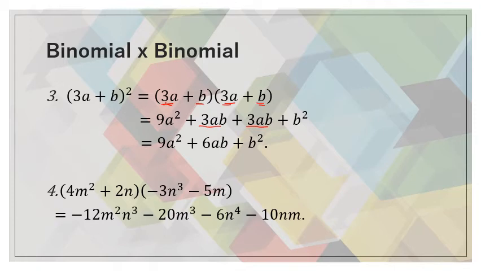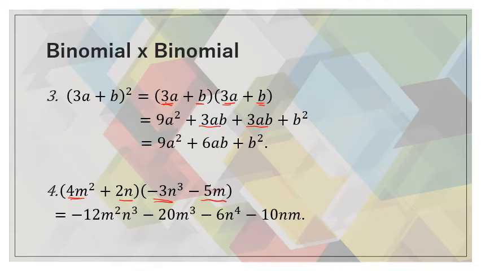Another example, 4m squared plus 2n multiplied to minus 3n cubed minus 5m. So again, our first terms here are 4m squared and minus 3n cubed. So that gives us negative 12m squared n cubed. Our outer terms are 4m squared and minus 5m. So that gives us negative 20m cubed. Inner terms are 2n and negative 3n cubed. So that gives us negative 6n to the power 4.